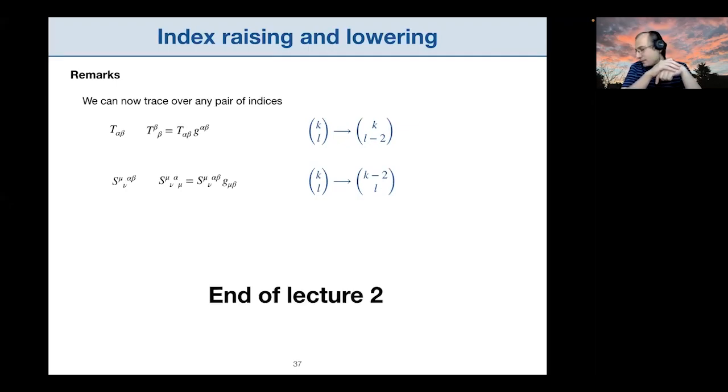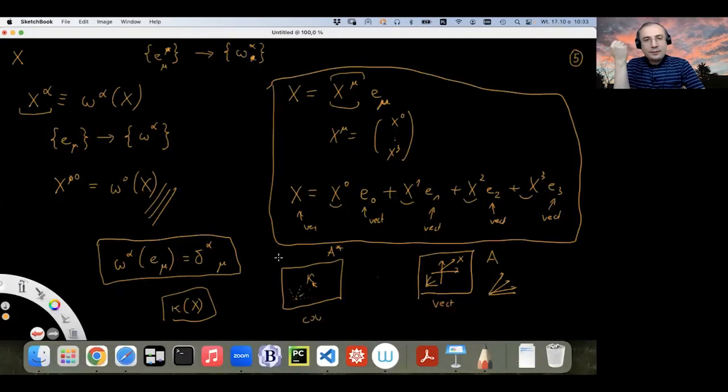And that's the end of the lecture about the tensor algebra. Do you have any questions at that stage? If not, then we go straight to the blackboard, and I've got a few exercises to do.